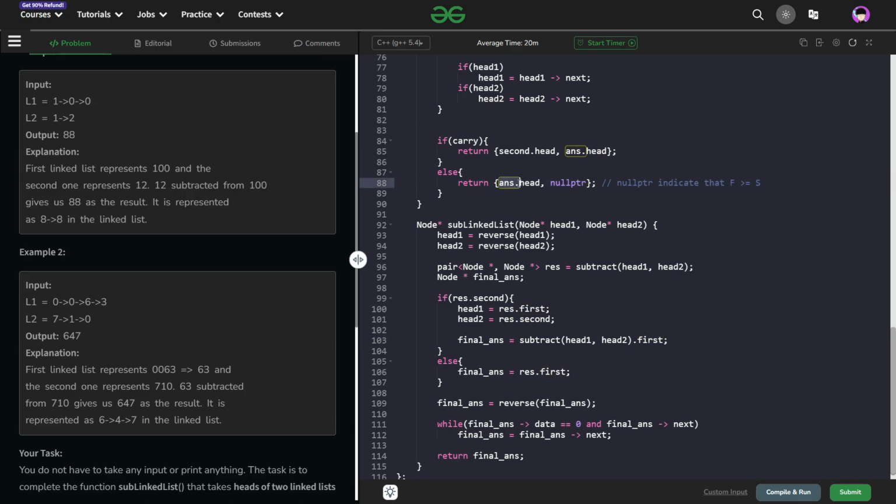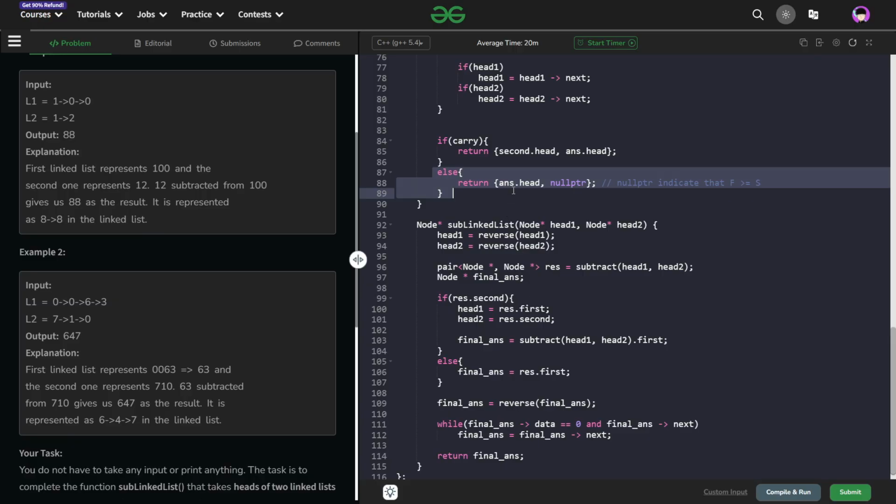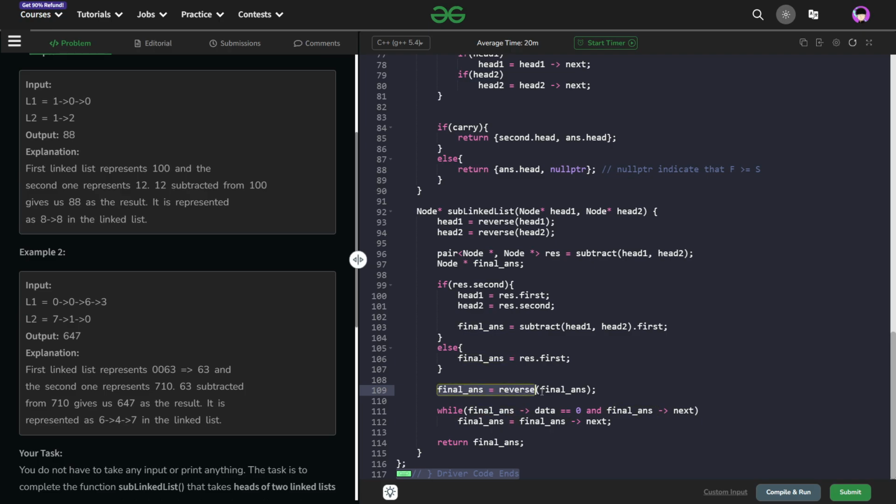After the second operation, this condition is going to get triggered because here our carry value is 0 at the end, right? So I'm just going to take this answer.head. What is answer currently? It is 746, right? Now what I do with the answer, I just reverse the answer, and while final answer data is equal to 0 and final answer has a next value.